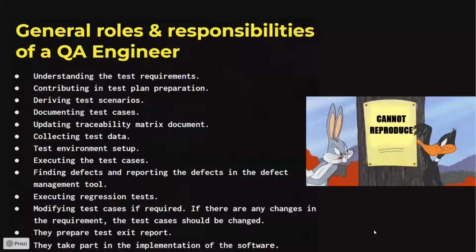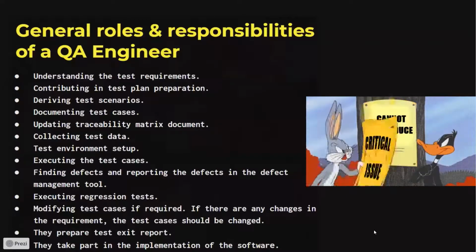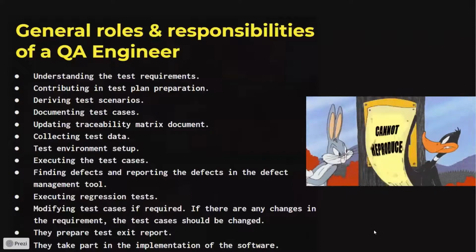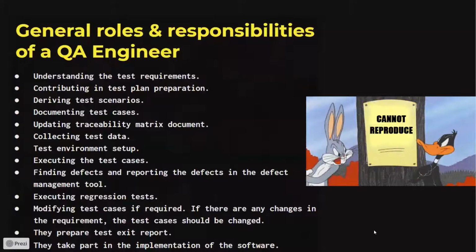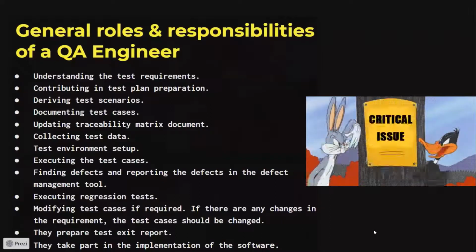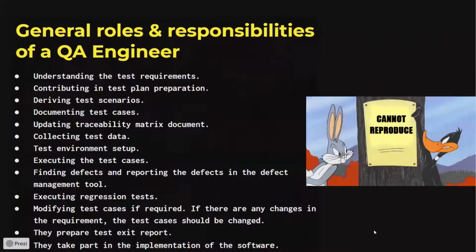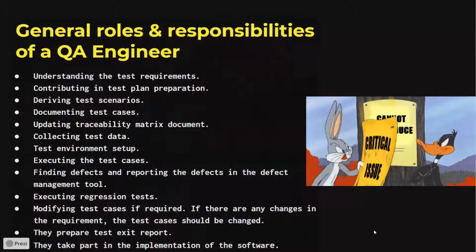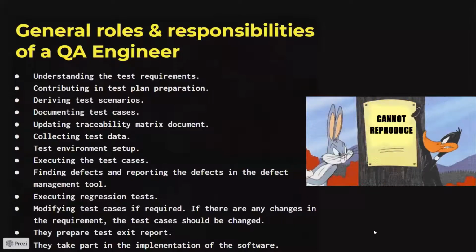Next, updating the traceability matrix document. Traceability matrix means tracking or mapping the requirements with the test cases, or mapping the test cases with the requirements, or else a combination of requirements and test cases, any. It allows us to make sure that each requirement has a test case to be executed.